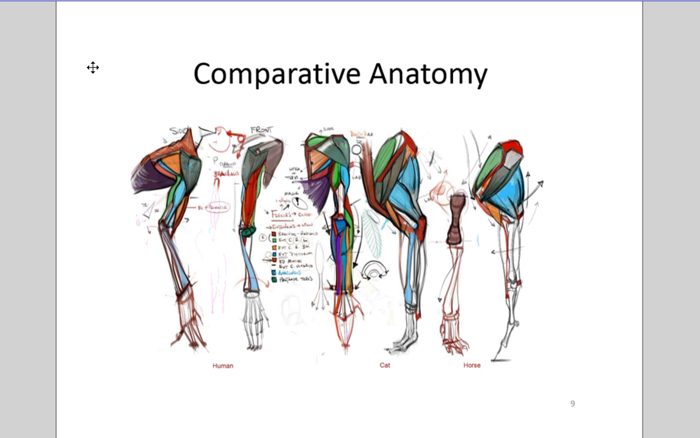Comparative anatomy. Organisms with similar anatomy are going to have similar ancestry. We've talked about this with homologous structures, and you see here the different vertebrate forearms of the horse, the cat, and the human, all similar in their shape, not necessarily in their function, but similar in their anatomy, even with the muscles. As the anatomy becomes more differentiated, organisms share less ancestry.